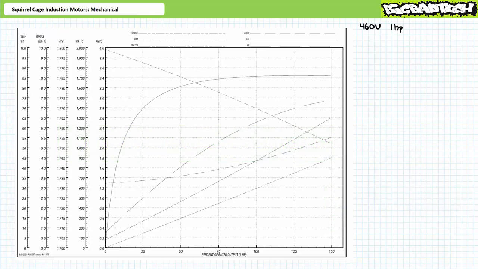It seems confusing at first, but there's a lot of important information on this plot, and given some practice and repeat exposure, it's relatively easy to interpret. The key data point to remember is that this is a 1 horsepower motor.